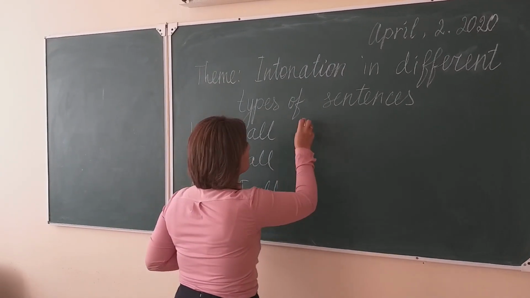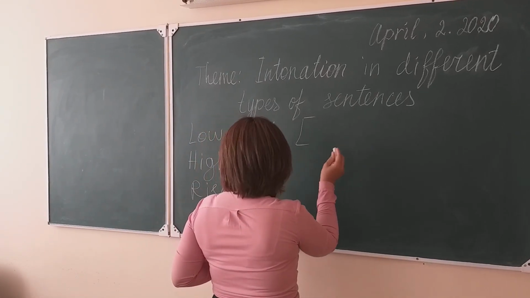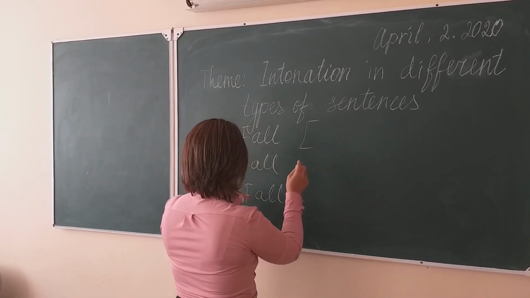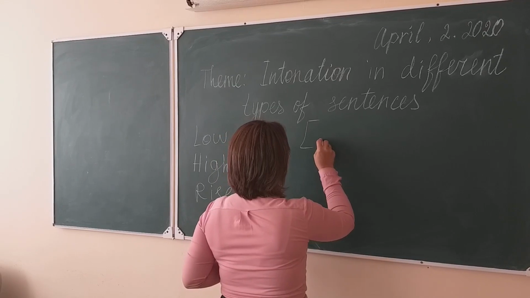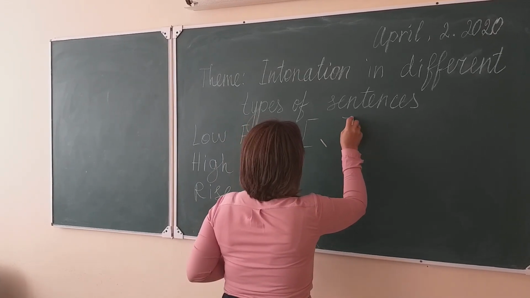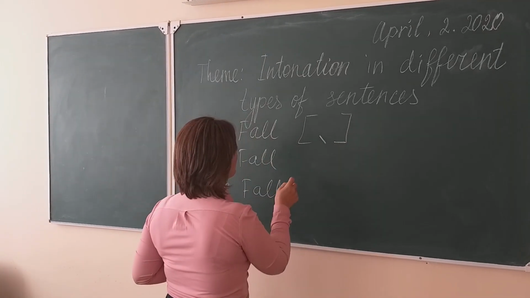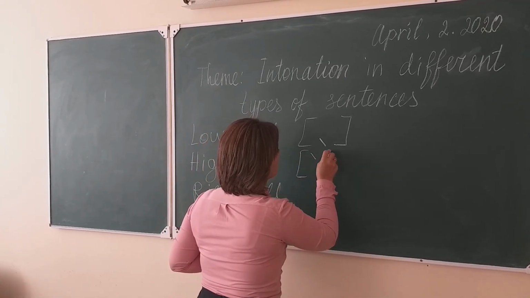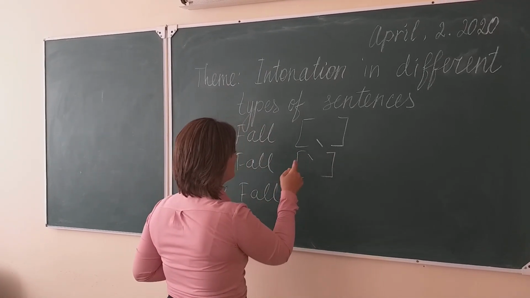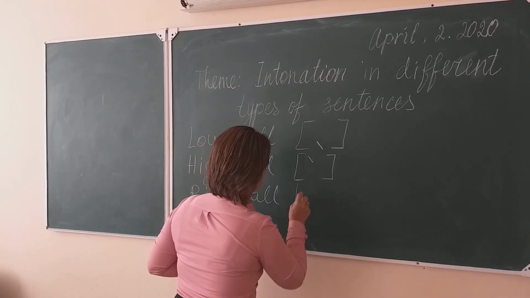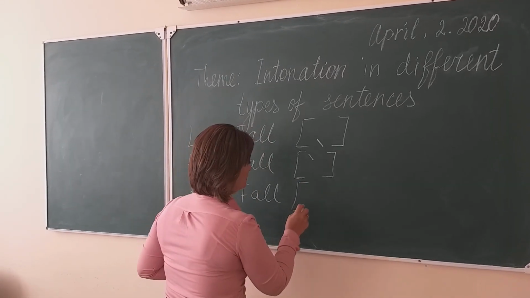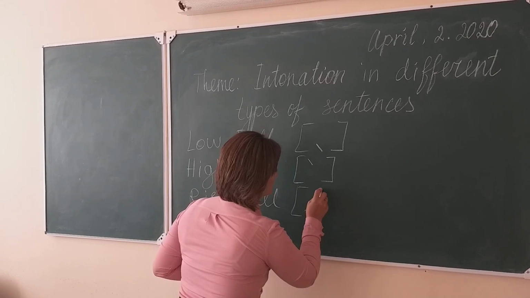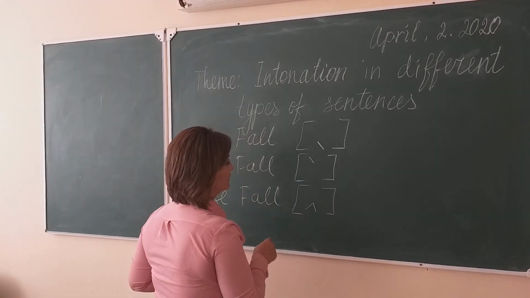So here, let me explain the stress marks of all these nuclear tones too. For example, this is the stress mark of a low falling nuclear tone. This is the stress mark of a high falling nuclear tone. And as for the rise fall, this is the stress mark of a rise falling nuclear tone.